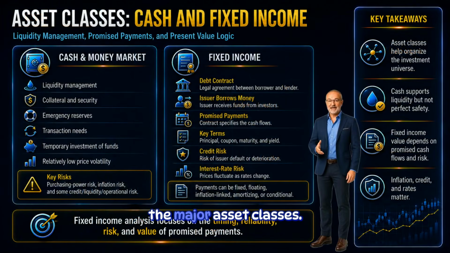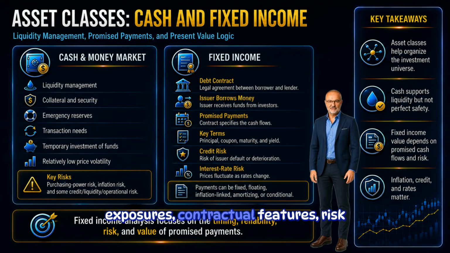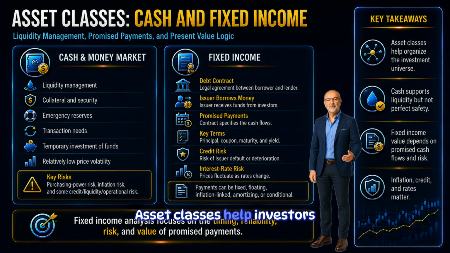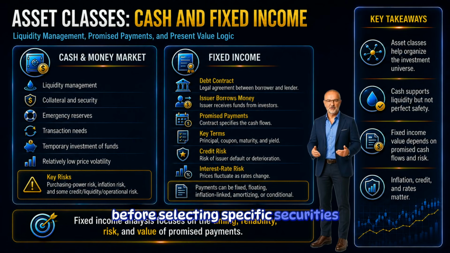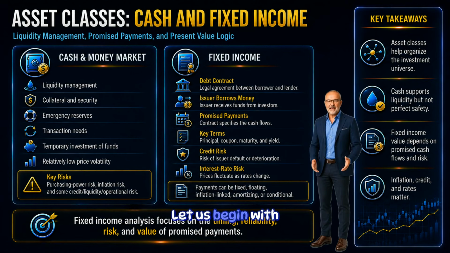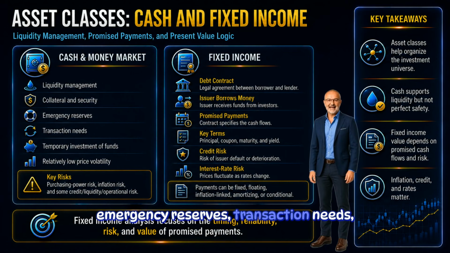Now we move to the major asset classes. An asset class is a broad group of investments with similar economic exposures, contractual features, risk drivers, and market behavior. Asset classes help investors organize the investment universe before selecting specific securities or managers. Let us begin with cash and money market instruments. These are short-term, relatively liquid investments. They are often used for liquidity management, collateral, emergency reserves, transaction needs, and temporary investment of funds.